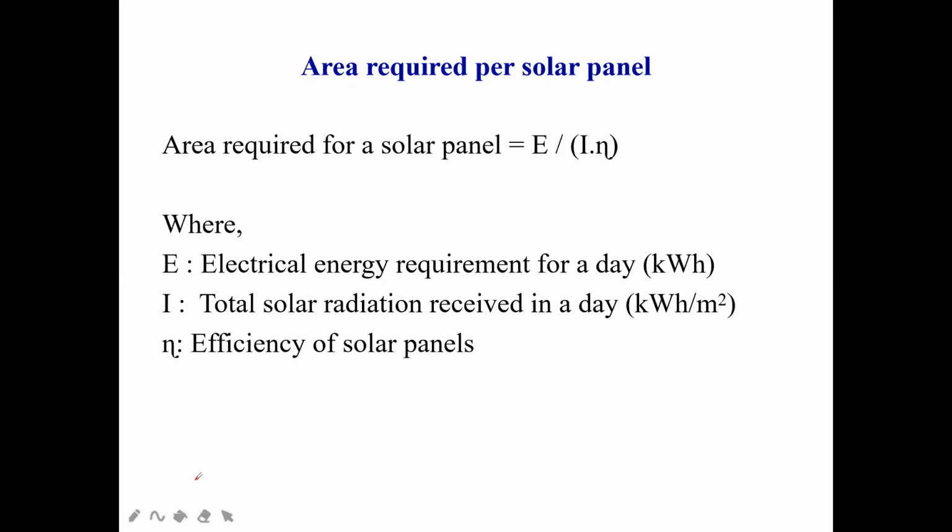Now see this. I told you the efficiency of solar panels is not more than 20%, maybe 25-30%. If you divide by 0.2 or 0.30, the area requirement will be much more. So if you are working with very efficient solar panels, which is the need of the hour, and efficiency goes to, suppose, 50%, then you divide by 50% and the area requirement is very less.